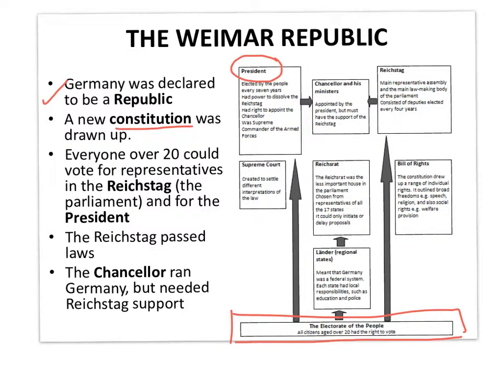Now, the citizens were given a Bill of Rights, and that was a very, very important document across the whole of the world. It basically guaranteed basic human freedoms to the German people. Now, the German people had never had such freedoms. They had freedom of speech, the right to welfare provision, such as an unemployment benefit, and lots of other rights, but particularly the right to vote, and that included women.